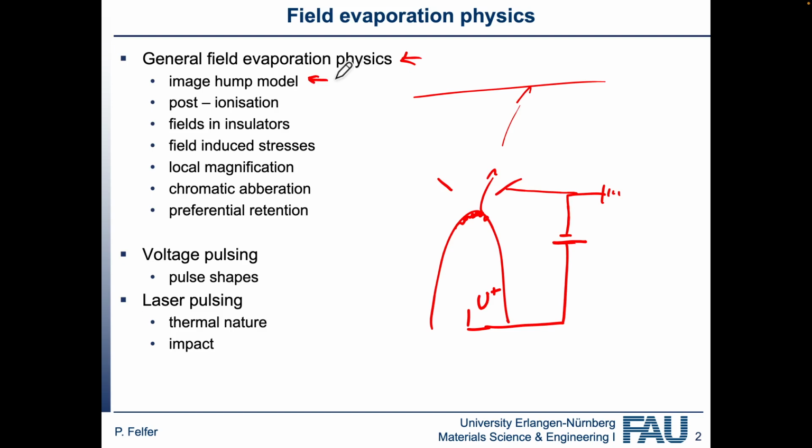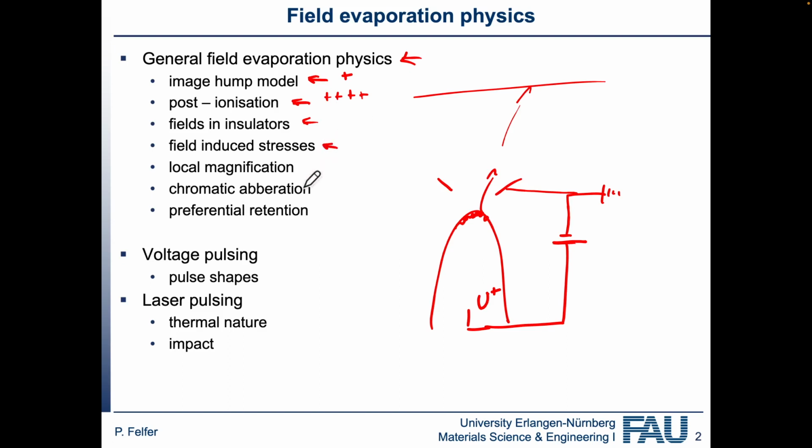And this only predicts singly charged ions coming off. So we're going to look into post-ionization theory for everything that has more than one charge. We observe up to 4 plus ions sometimes. The question is, why is that? Then we look into fields in insulators, because that's what interests us a lot these days. The reason why we have lasers on our atom probes is so that you can measure non-conductive materials, which can be geological materials, biomineralized materials, a whole suite of different things.